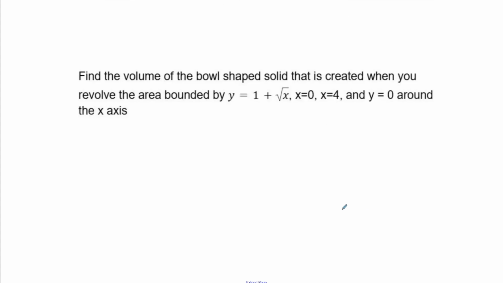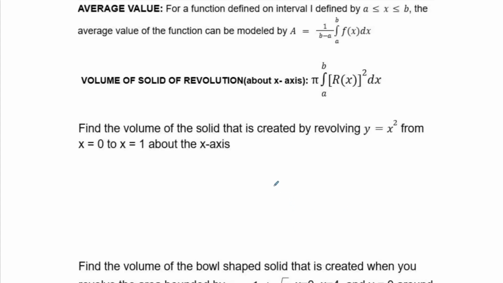Okay, so now let's briefly talk about average value. We're actually not going to give an example of this because it's very, very simple. You just need to know the formula. So for a function defined on any interval I, we can find the average value of the function by writing that the average value will equal 1 over b minus a times the integral from a to b of f of x dx. So what does this look like?